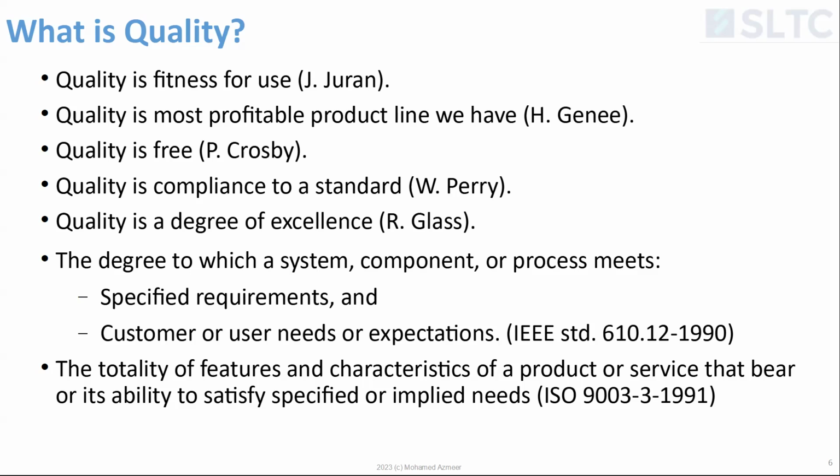And then ISO 9003 has another definition. It says the totality of features and characteristics of a product or service that bear on its ability to satisfy specified or implied needs. That's a big definition. But basically what they say is, how many features are there and what are the characteristics of these features, right? You have a specification, and to that specification, how aligned are these features? So that's quality.